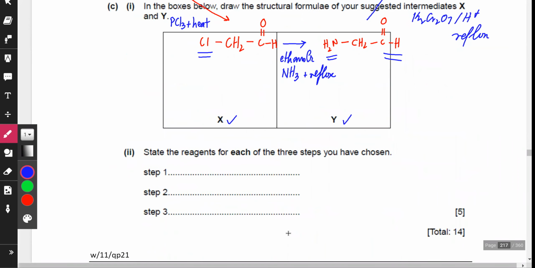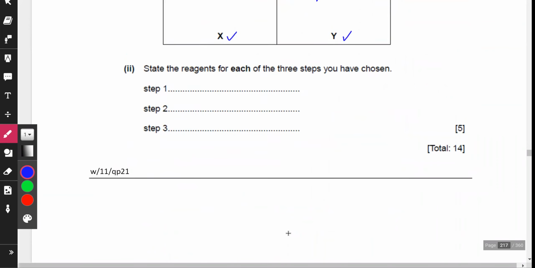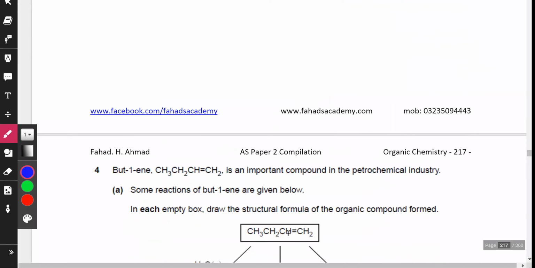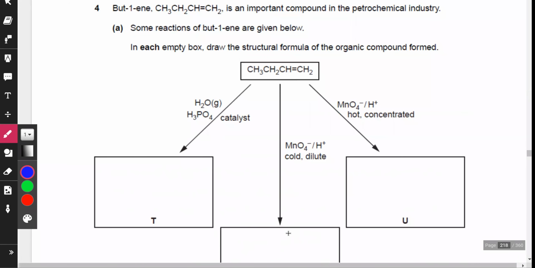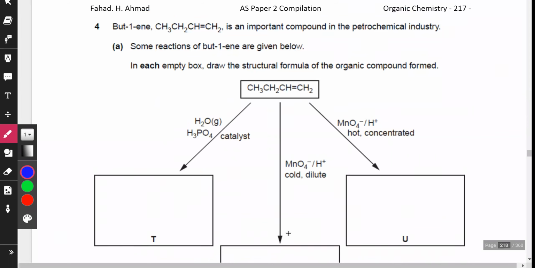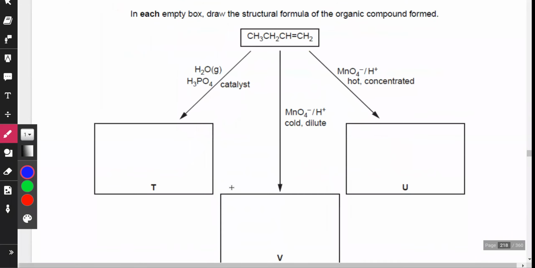Now we've stated the reagents needed, so that step is done as well. The next question is that there's butene, an important compound in the petrochemical industry. Some reactions of butene are given below, and in each empty box you just have to fill in the product.